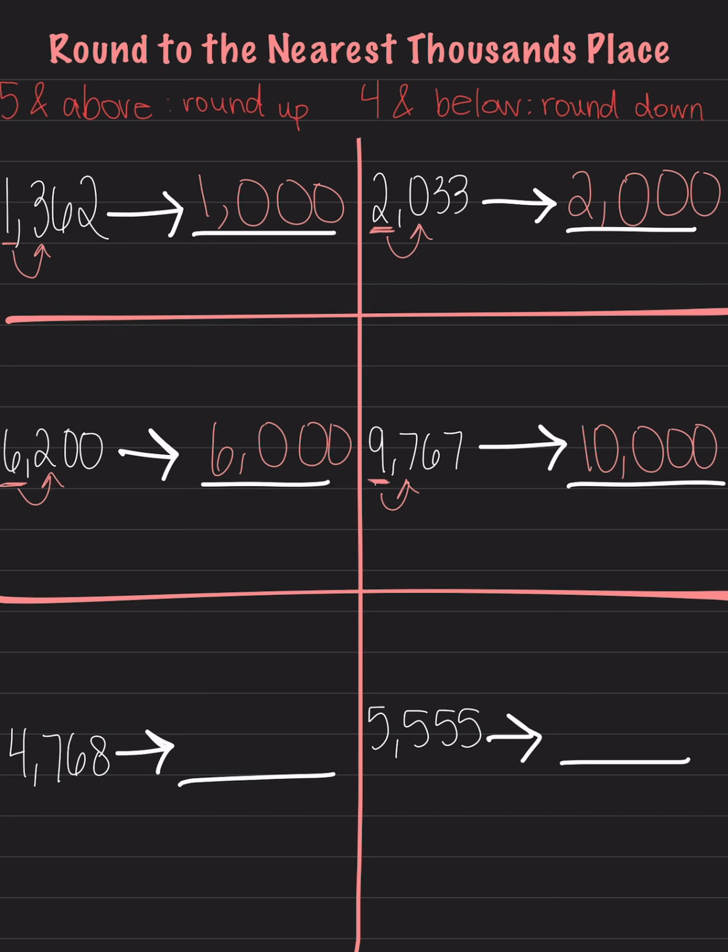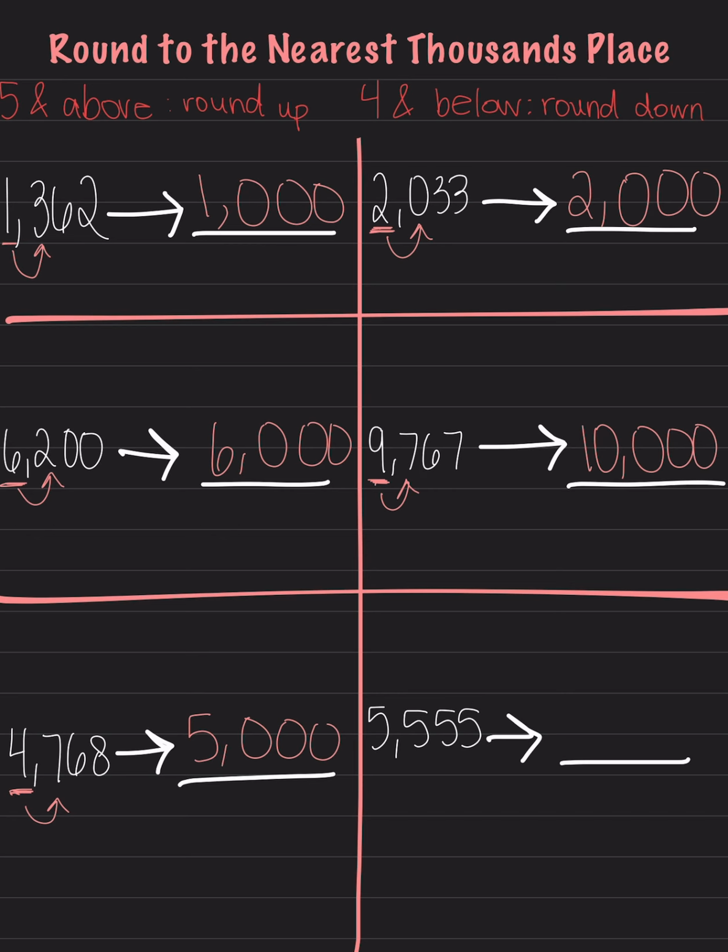Next, I have the number 4,768. 4 is in the thousands place. I will then look at the 7 next to it. 7 falls under the 5 and above category, which means I round up. The 4 rounded up means I add 1. So that means the 4 becomes a 5. I've added a 0 and my commas.